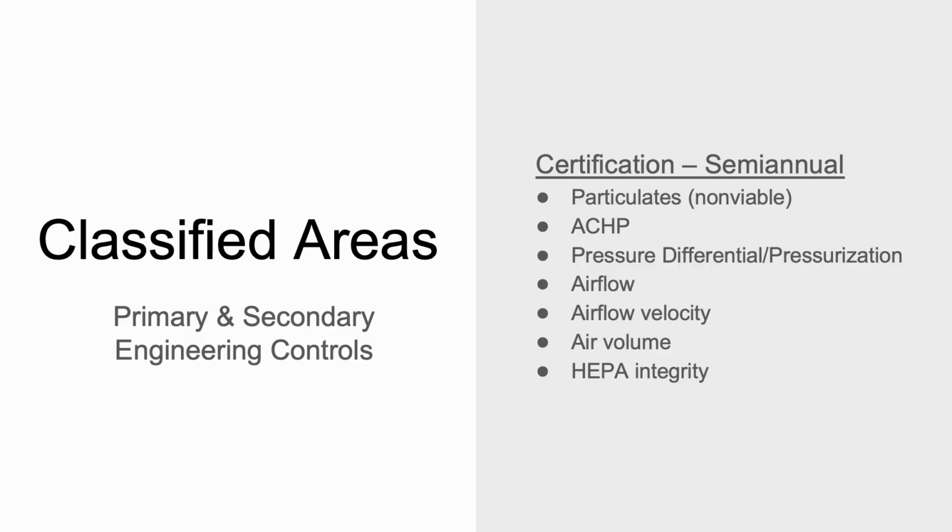Now that we understand what is included in sterile compounding, we want to talk about our classified areas. These are our primary and our secondary engineering controls. The primary engineering control is known as your hoods or your PECs. The secondary engineering controls are the rooms in which we're compounding, or our SECs. We have to get these certified every 6 months, and it includes many different things, but we're not going to go over that in this presentation. But what we do want to concentrate on is what is called ISO classification.